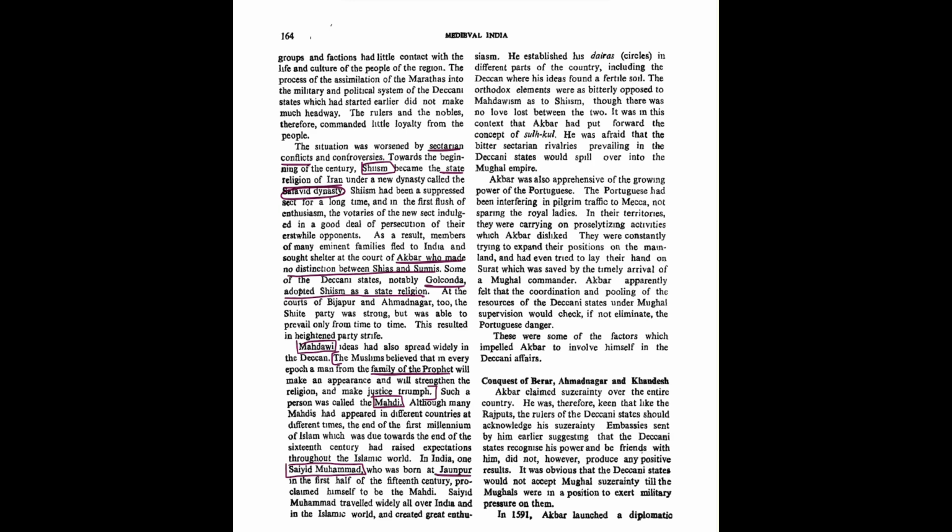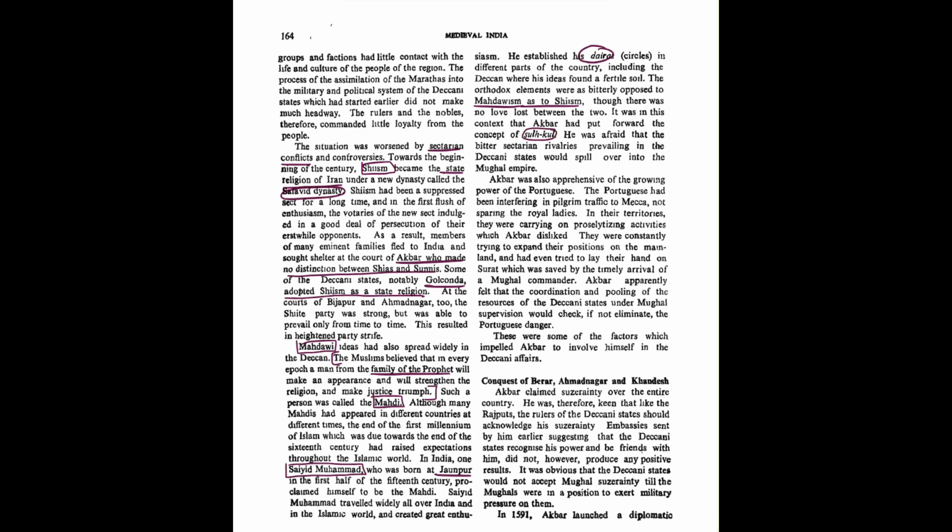He established his dairas or circles in different parts of the country, including the Deccan, where his ideas found a fertile soil. The orthodox elements were as bitterly opposed to Mahadevism as to Shiism, though there was no love lost between the two. It was in this context that Akbar had put forward the concept of Sulh Kul.